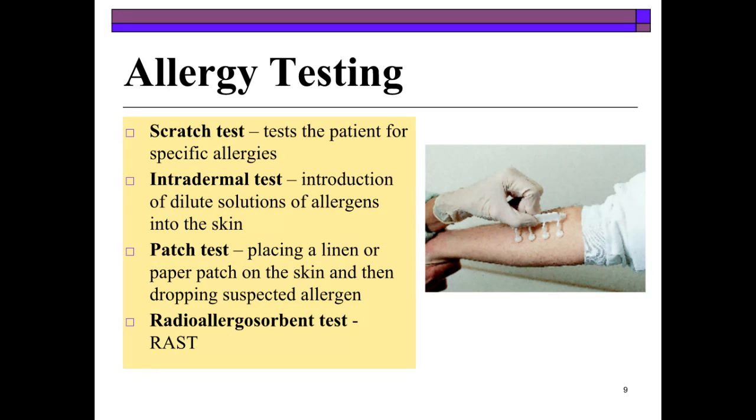Patch test is placing linens or a paper patch on the skin, and then they put a small amount of the medication onto that paper or that piece of linen that's on the skin. It's left on there for a specific amount of time to see how your skin reacts. And then there's the radioallergosorbent test, or the RAST test. The RAST test is not used so much locally in our area. We see the scratch, the patch, and the intradermal test done in the surrounding areas by our radiologists, but RAST tests are done a lot in the Metroplex area.